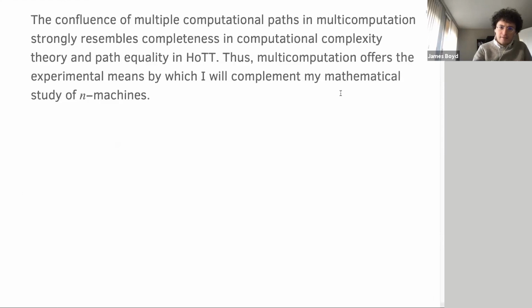Now, this is somewhat of a recapitulation of what I just said, but the confluence of multiple computational paths in multicomputation strongly resembles, in my view, the notion of completeness in computational complexity theory, and path equality in HoTT. So remember, completeness, I mean something like NP complete, and path equality, this is where we had paths between points, but it could be n paths, and the programs that execute them would be N machines.